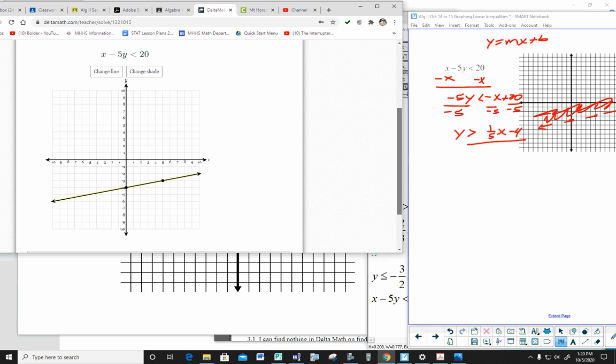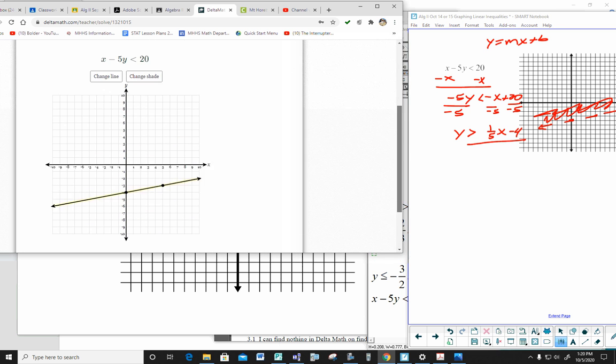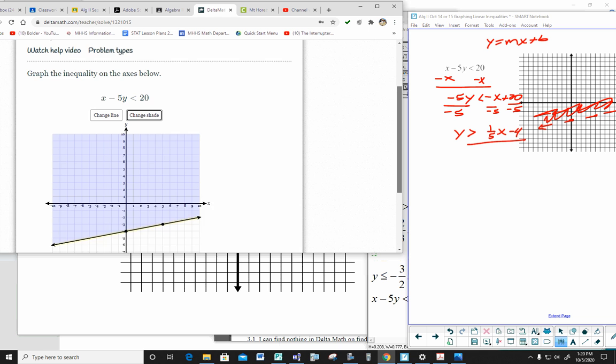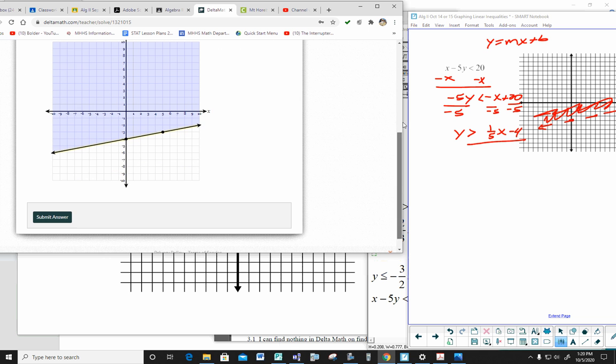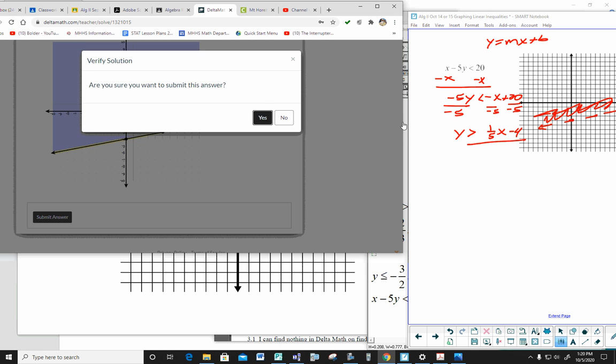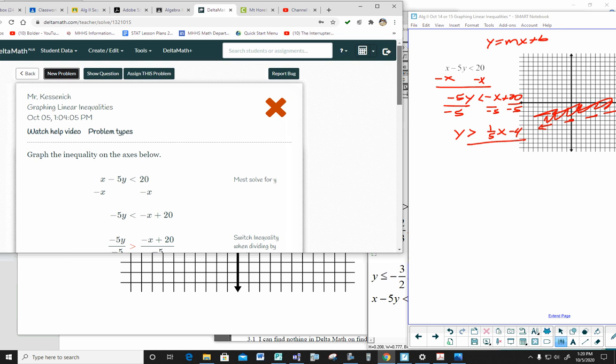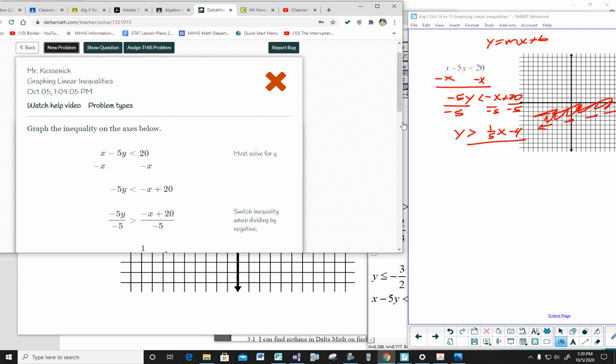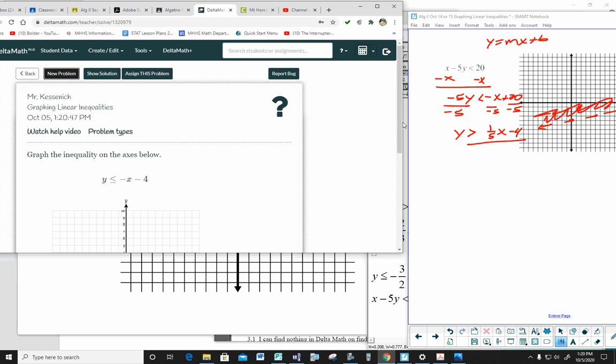It doesn't seem to give a choice here for doing the inequality that's dashed. But let's see what happens here. Change the shade. So no, yes, we shade above it. We were shading above it. Okay. Now it's not giving us the option for dashing. So let's see what happens when we go and submit. Where did it give me that? Maybe that was the change line thing. Okay, so let's try. Okay, I don't want one that's solid. I don't want one that's, there we go.